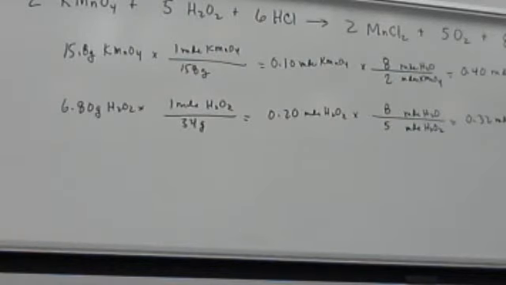So in truth, how much water can I make? The one at the bottom, the smallest, 0.32. It wants grams, so I'm going to change that to grams. There are 18 grams in 1 mole of water, and I think I get 5.76 grams of water. Correct. Okay.